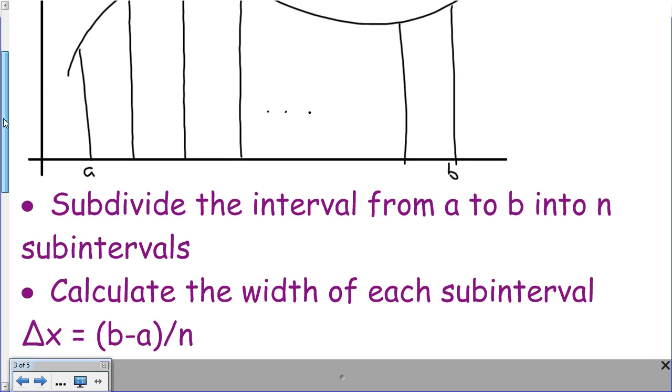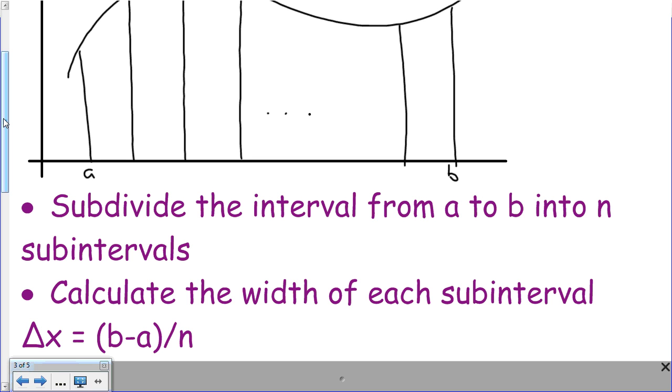In fact, let me go ahead and sketch that in each one of these here. So in other words, this distance right here is delta x. This distance right here is delta x. This distance right here is delta x. I'm intending for those all to be equally spaced. This distance right here is delta x.